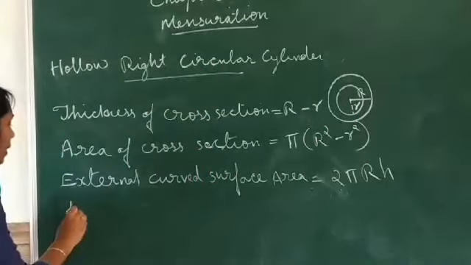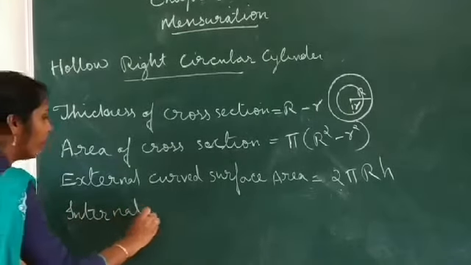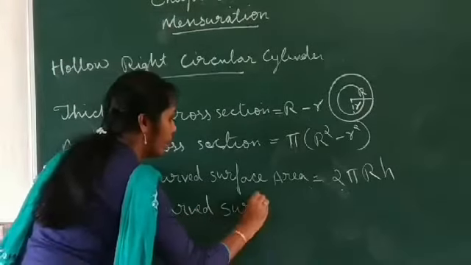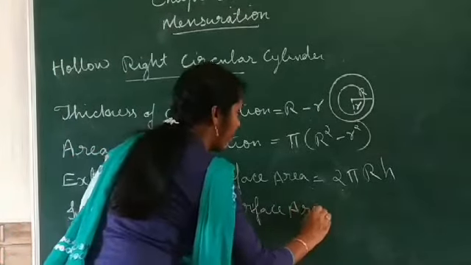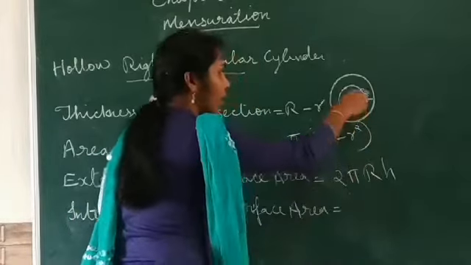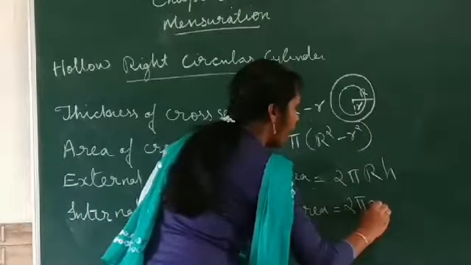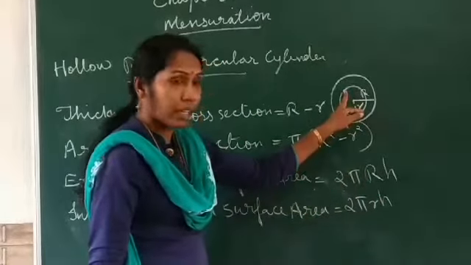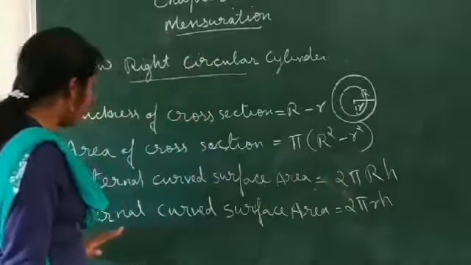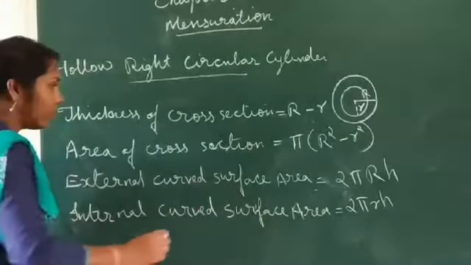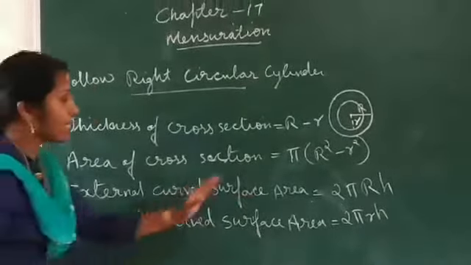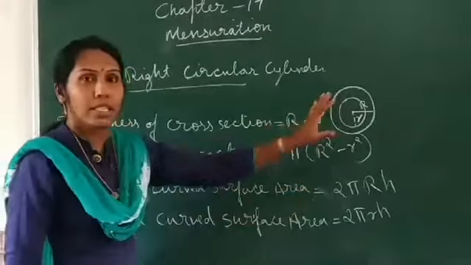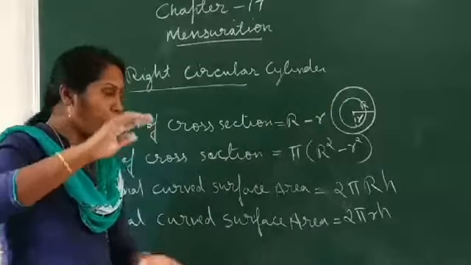Now the internal curved surface area can be obtained by using the inner circle, that is 2 pi r into h. The circumference of the inner circle into height will be the internal curved surface area, and the total surface area will include the external curved surface area, internal curved surface area, and also the surface area of the two concentric circles at both the ends.